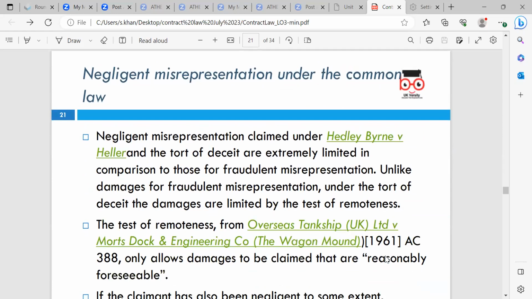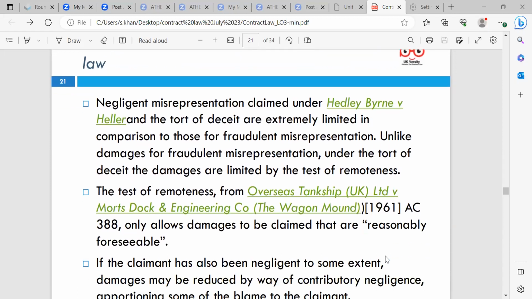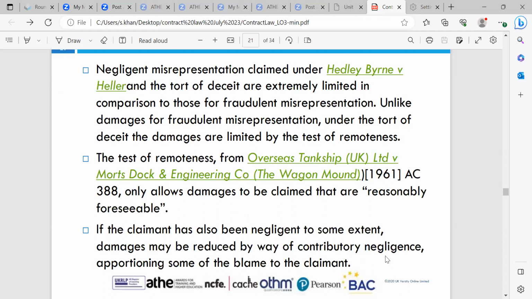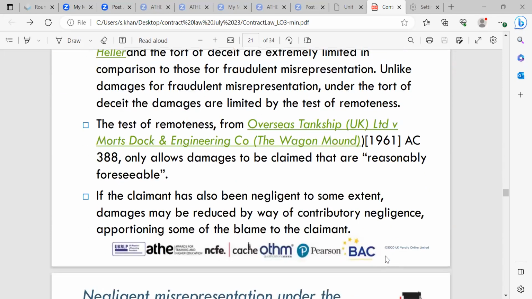Negligent misrepresentation under common law. Negligent misrepresentation claimed under Hedley Byrne and Heller and the tort of deceit are extremely limited in comparison to those for fraudulent misrepresentation. Unlike damages for fraudulent misrepresentation under the tort of deceit, the damages are limited by the test of remoteness. The test of remoteness from Overseas Tankship Limited against Morts Dock and Engineering Company, the Wagon Mound case, only allows damages to be claimed that are reasonably foreseeable. If the claimant has been negligent to some extent, damages may be reduced by way of contributory negligence, apportioning some of the blame to the claimant.